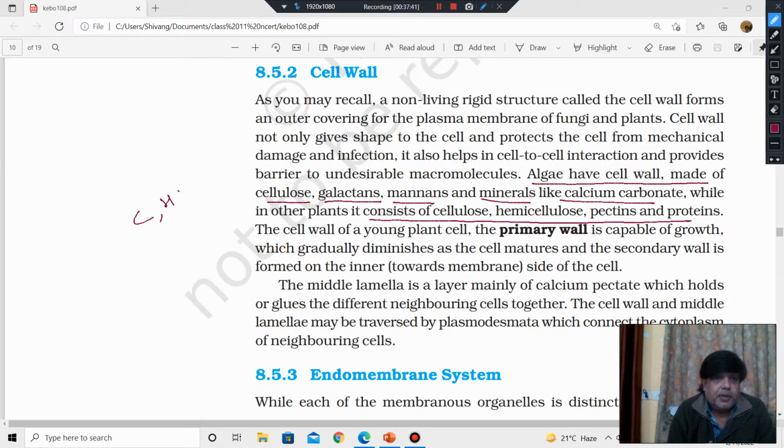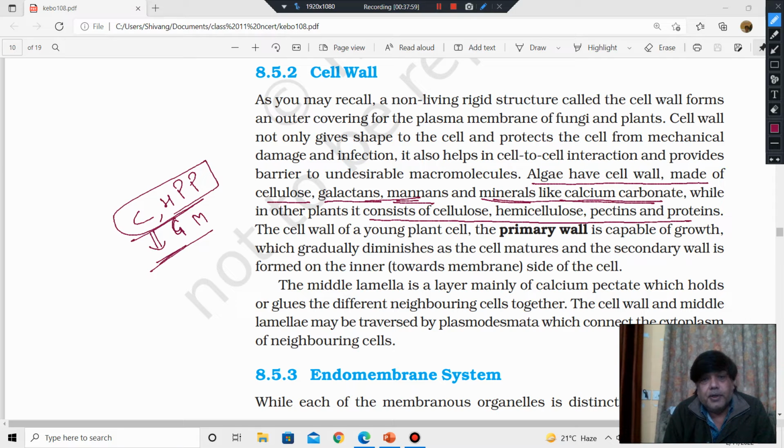Cellulose, hemicellulose, pectins, proteins. This is the composition of the plant cell wall. Whereas the algal cell wall is made up of cellulose, galactans, mannans, and minerals like calcium carbonate. So this is important.